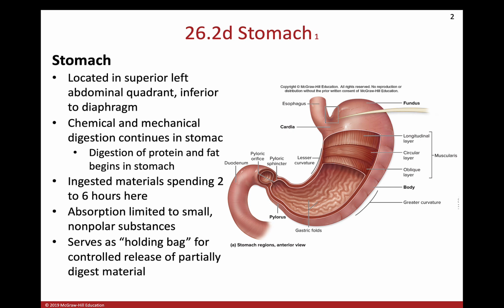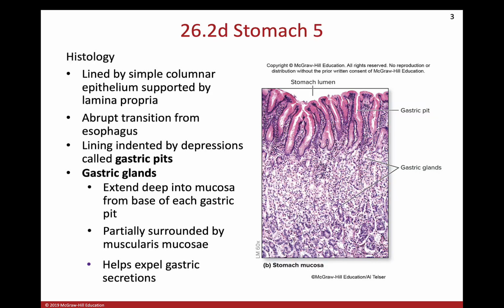Now, keep in mind, the oblique is new, and that is due to the fact that, remember, force is generated in the direction in which fibers are going. So now with this additional layer, we see a different movement with respect to this oblique layer. And the oblique layer is actually the innermost. So here we have the oblique, circular, and the longitudinal layer in that order from innermost to outermost.